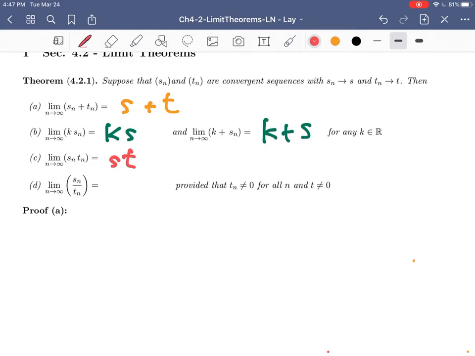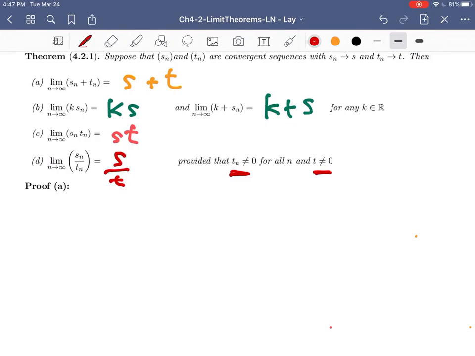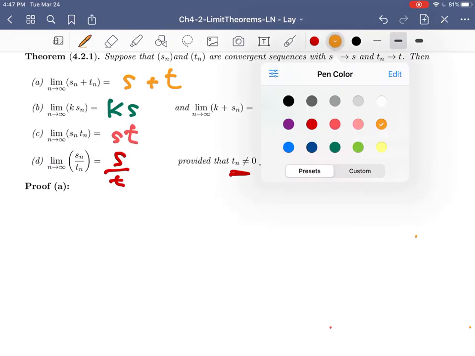And a similar thing happens when we divide them. So the limit of the quotient of the two sequences is the quotient of the limits, provided that we don't have 0 in the denominator, for any of those individual terms or for the value that it's converging to. All right, so let's prove the first piece of that.